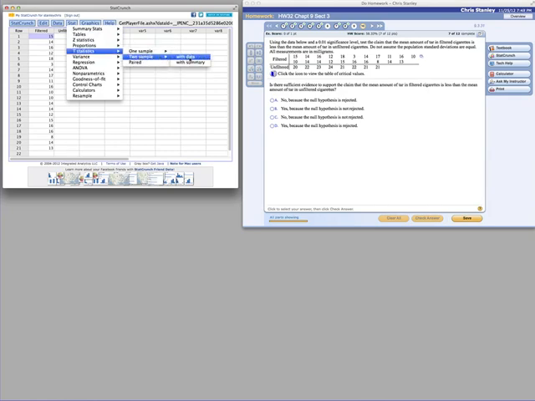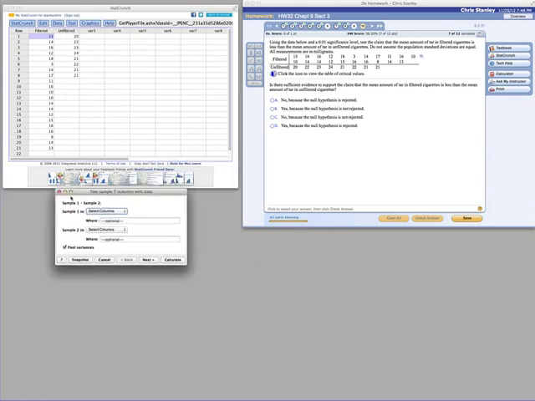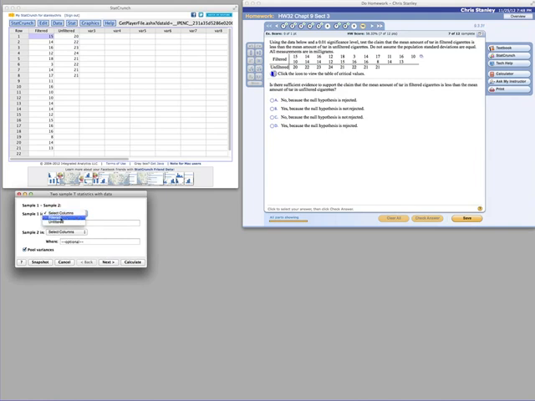Two sample. Now we have data. Okay, so you want to select these columns. The first sample is going to be filtered. The second is going to be unfiltered. We want to unclick pooled variance. We don't want to pool the variances. Okay, we're going to go next. I think the filtered is less than the unfiltered. Is less than.